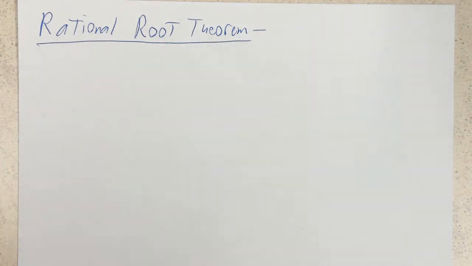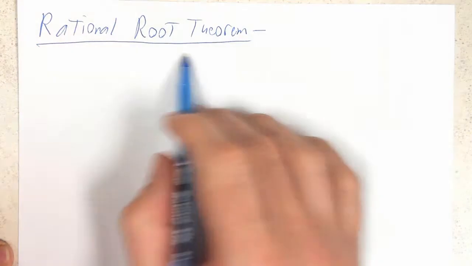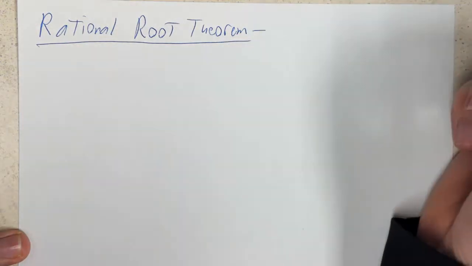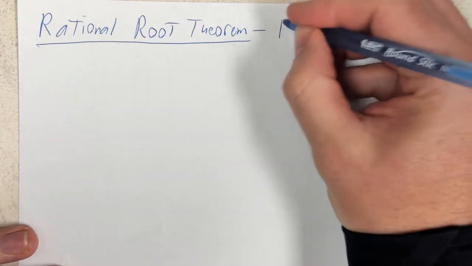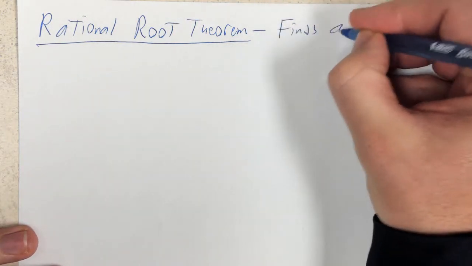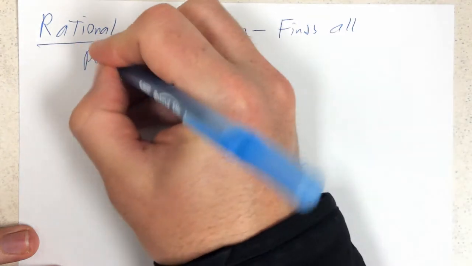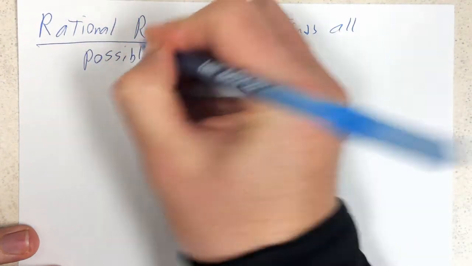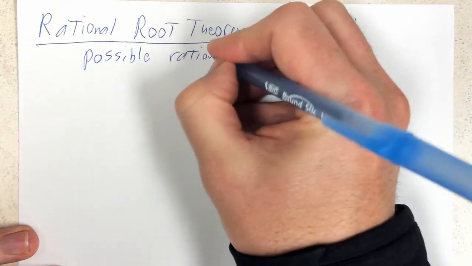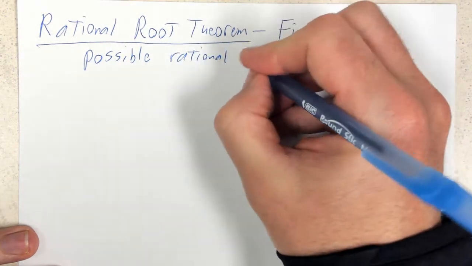Alright, the last new thing for our test, Unit 3B, is the rational root theorem. And what the rational root theorem does is it finds all possible rational solutions.